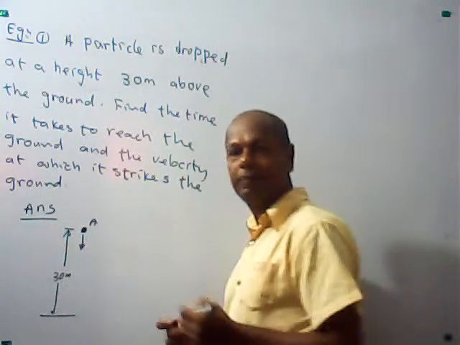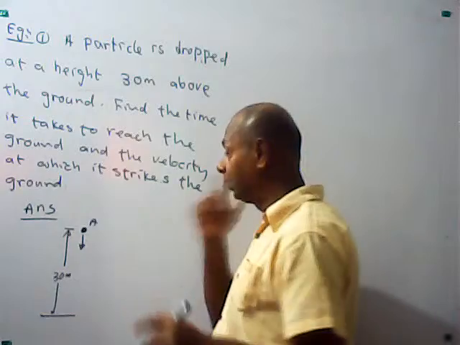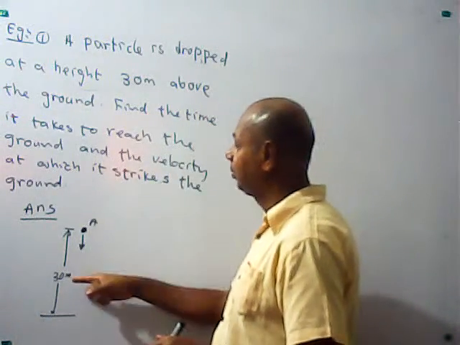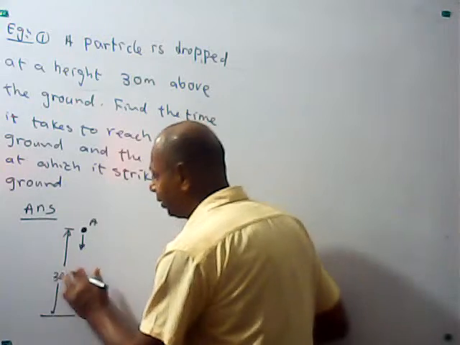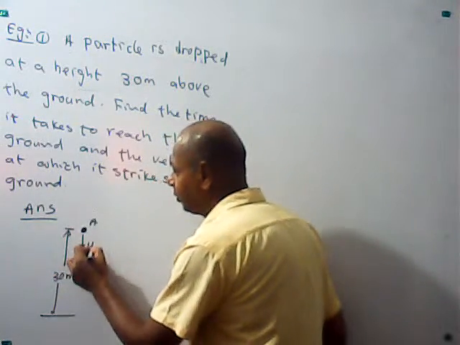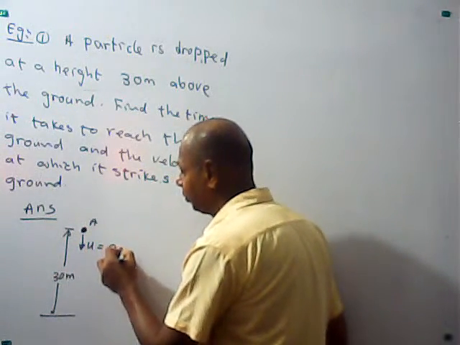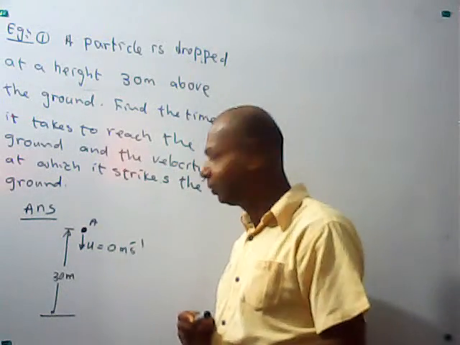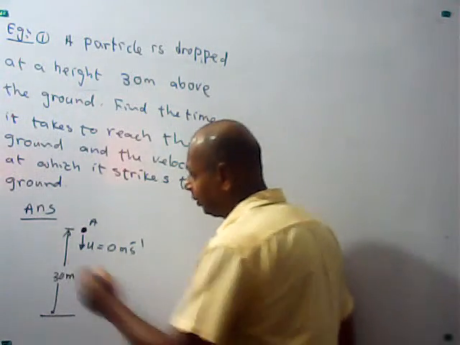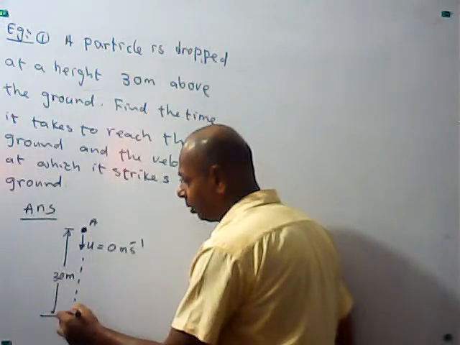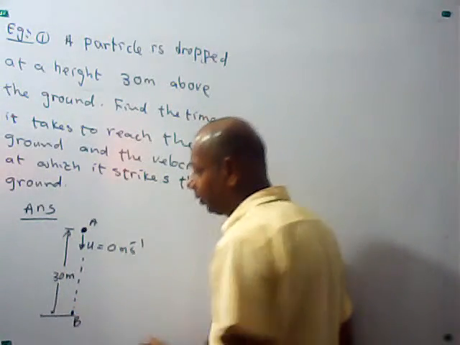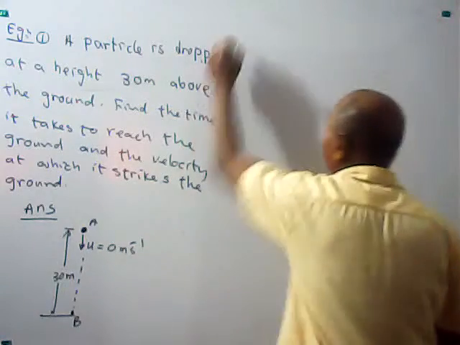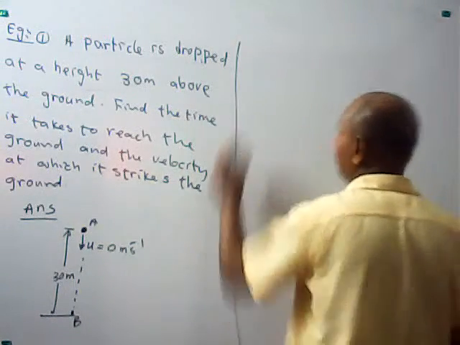Drop means, in the diagram you have to show all the data, right? Dropped means 30 meters is given. Drop means the initial velocity is 0, in ms minus 1. The starting velocity is 0. Okay. So it hits the ground at point B. We have to apply the formula from A to B. A to B motion.